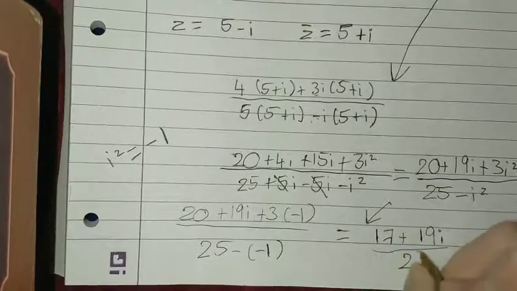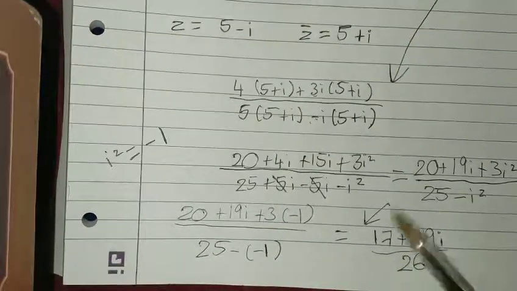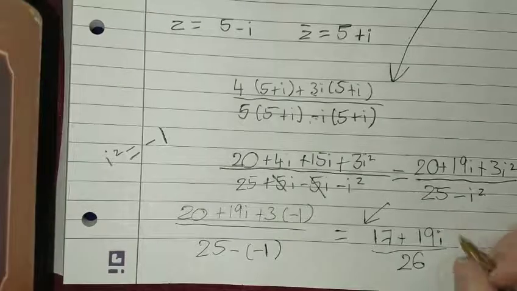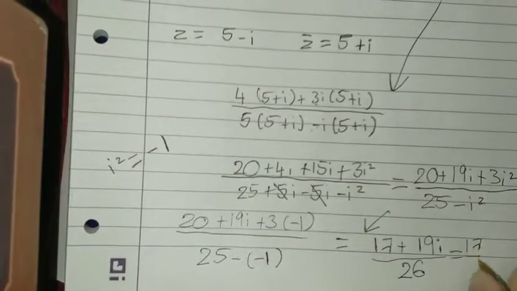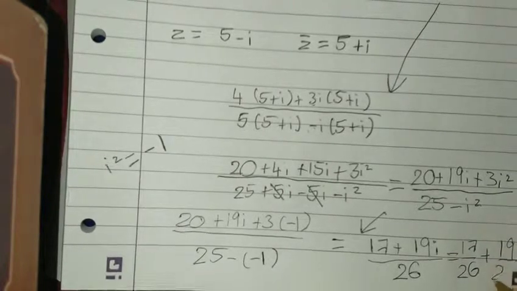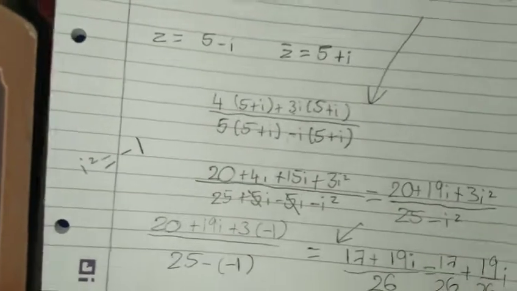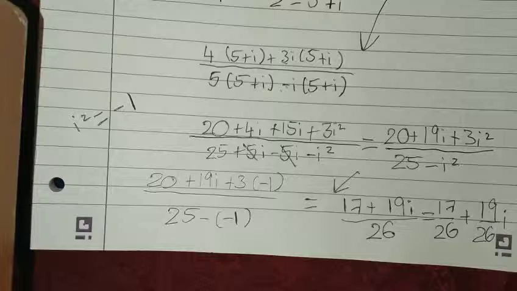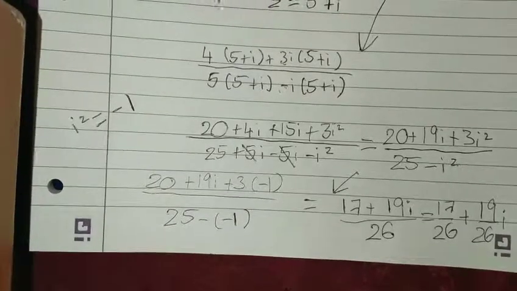Now I have to divide, because I don't want it all over something, I want the parts separate. So it'll be 17 over 26 plus 19 over 26 i. And that is my answer for that part.